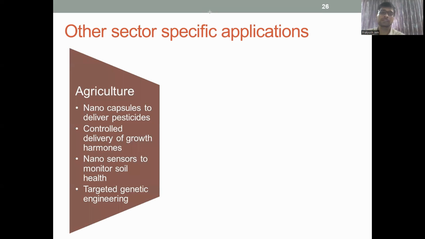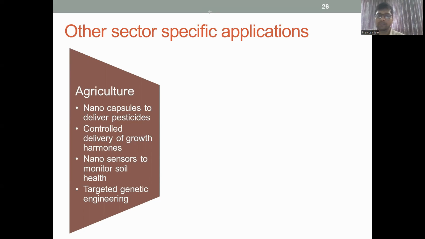Some other sector-specific applications. We have already discussed a lot of applications of nanomaterials, a lot of sector-specific applications also. We discuss some other sector-specific applications here. Nanomaterials can also be used in agriculture. For example, nanocapsules to deliver pesticides. It is similar to using nanocapsules to deliver drugs, targeted drug delivery.